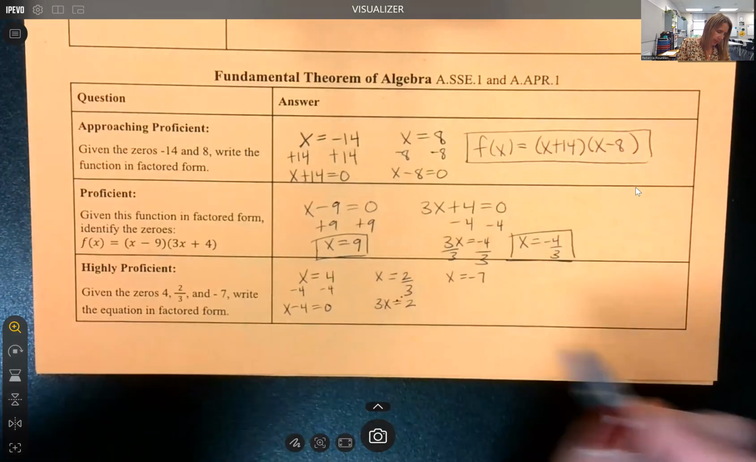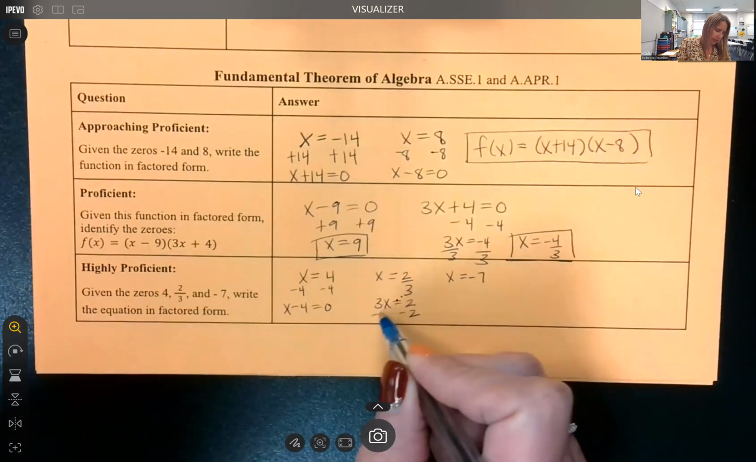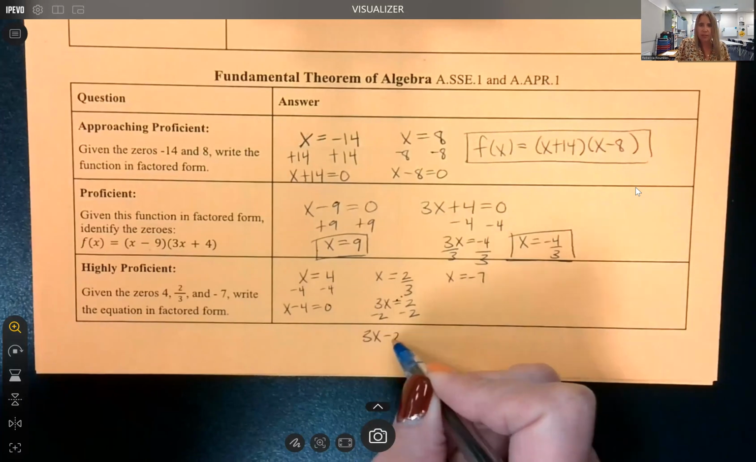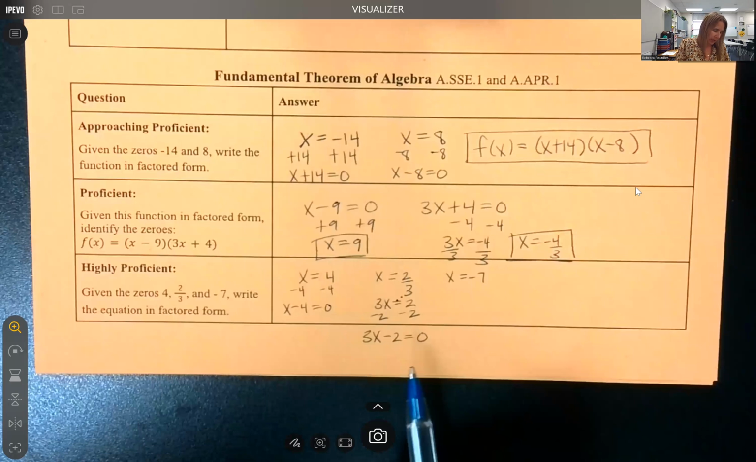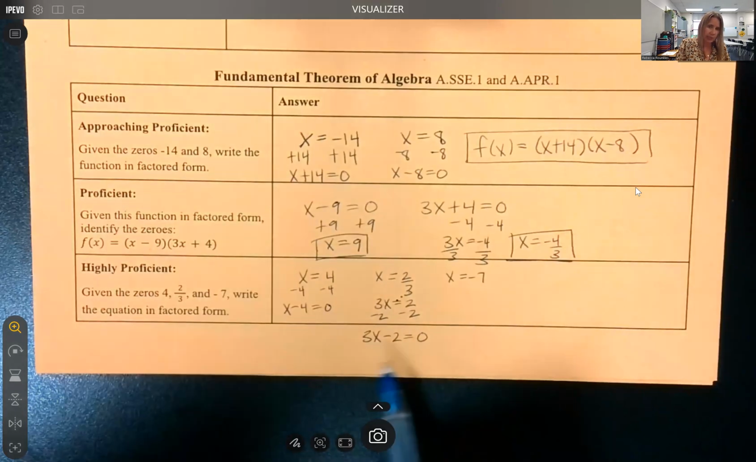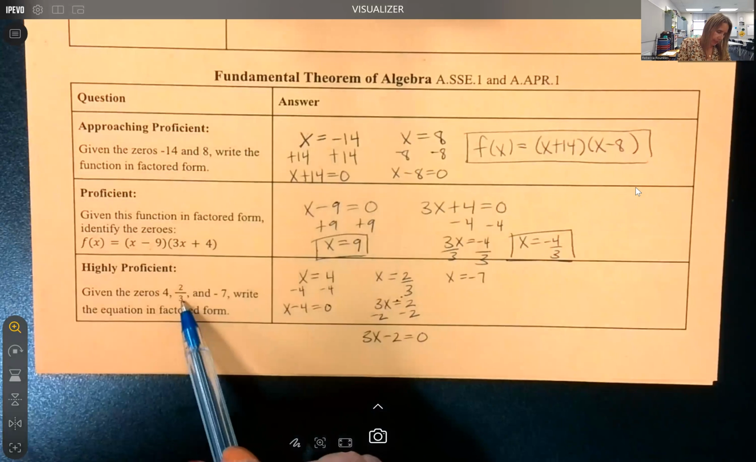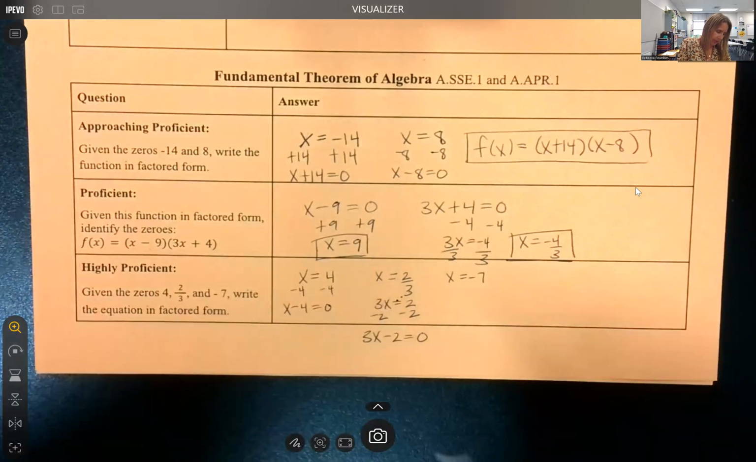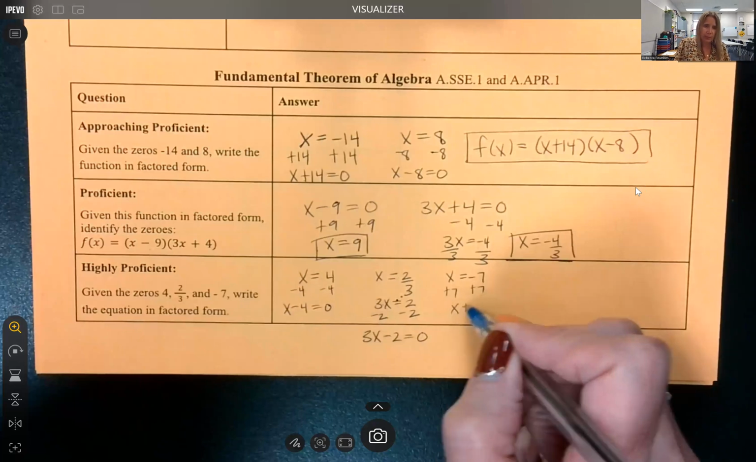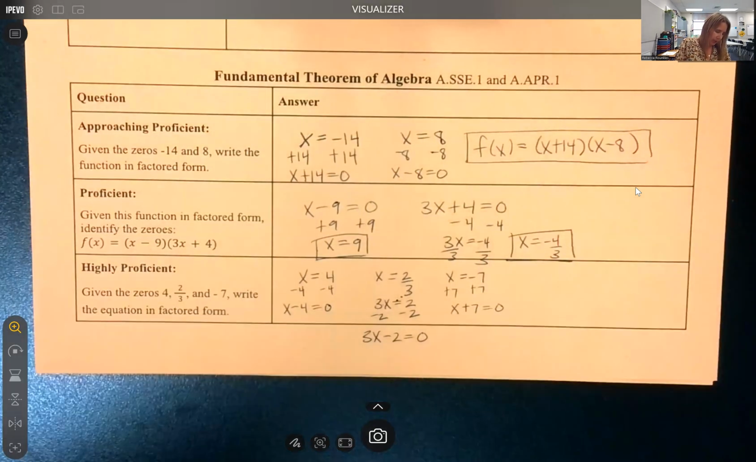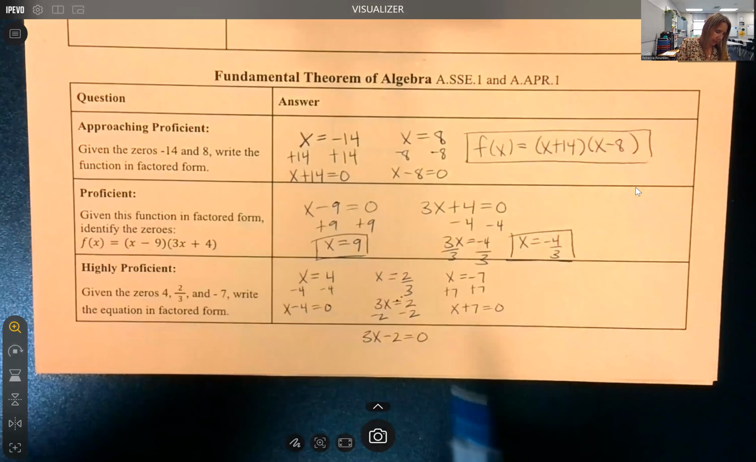So we get 3x minus 2 equals 0. And if you think about that going the other direction, you would add the 2 over and divide by 3, and that would give you your 2/3. Okay? All right, and then the last one, we're going to add the 7, so we get x plus 7 equals 0.